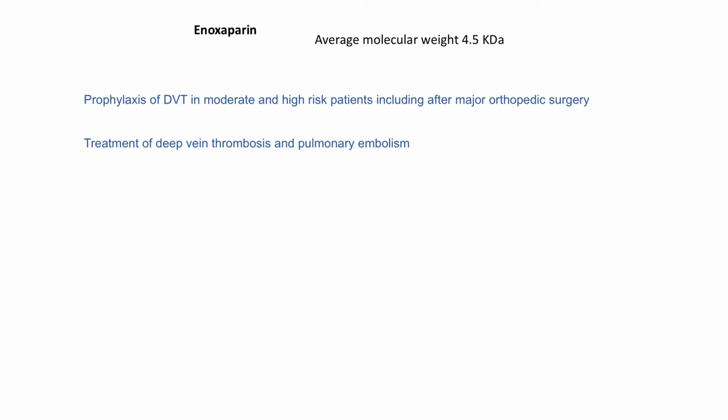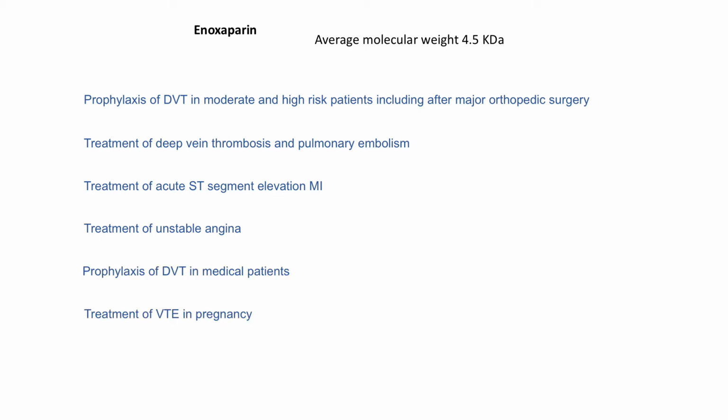Enoxaparin replaced unfractionated heparin for most conditions that require anticoagulation, as it can be given by intermittent subcutaneous injections for prophylaxis and treatment of conditions requiring anticoagulation. It is used for prophylaxis of DVT in medical patients and can be used for DVT prophylaxis after major orthopedic surgery. It is also used for treatment of DVT and pulmonary embolism. Enoxaparin can also be used for treatment of acute coronary syndromes, including ST segment elevation MI.